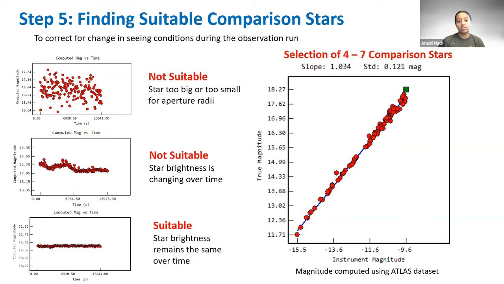So not all stars are suitable to be comparison stars. Normally, I'm looking at stars that have a very constant brightness over time. So on the left, you can see 3 different graphs. The first two are obviously not suitable, since they either have a very high variance in magnitude or their magnitude changes in time. But the bottom one, you can see that it seems to be a good comparison star, since the star brightness stays the same over time. So normally in each image, I would select 4 to 7 comparison stars to get a good baseline data.